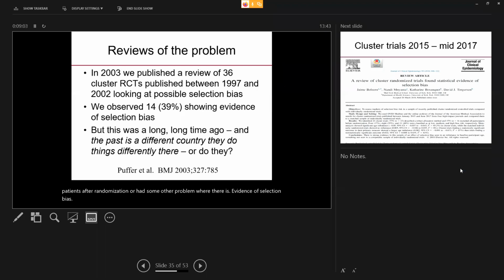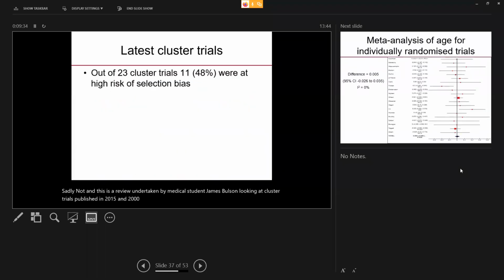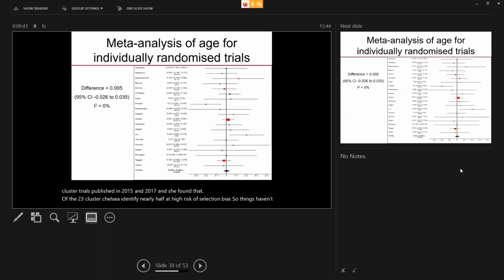However, as the novel The Go-Between said at the start, the past is a different country, they do things differently there. Or do they? So were we doing things differently, and are we doing things differently today compared with back in the 1990s? Sadly not. This is a review undertaken by medical student Jamie Bolson, looking at cluster trials published in 2015 and 2017, and she found that of the 23 cluster trials she identified, nearly half are at high risk of selection bias. So things haven't changed in about 20 years.